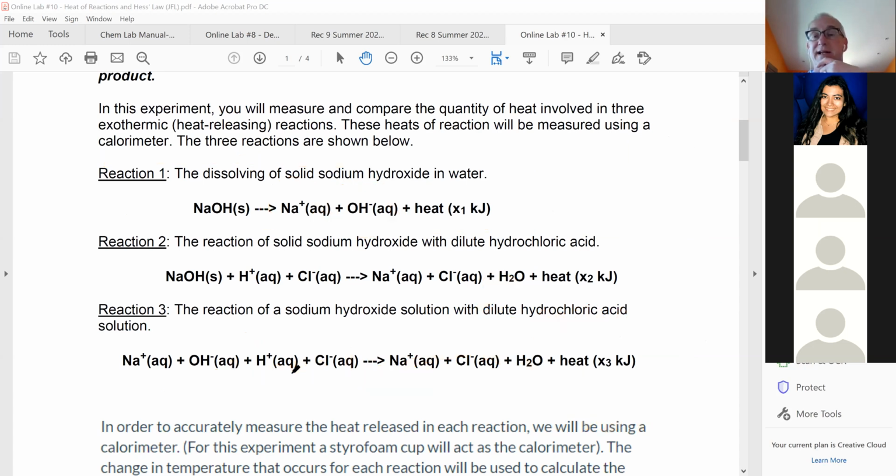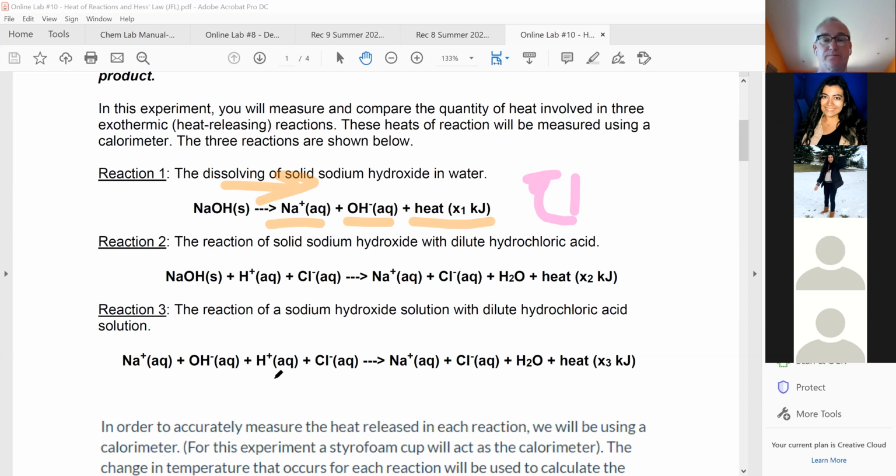Because you see, which side is the heat on? Is it part of the reactants or part of the products? Reactant. Product. Yeah, the heat's on the product side. So here's our arrow, and we've got heat on the product side. When we dissolve the sodium hydroxide in the water, it's going to make sodium ions, hydroxide ions, and it's going to release heat. So that's our first reaction. Then we're going to calculate Q for that reaction.